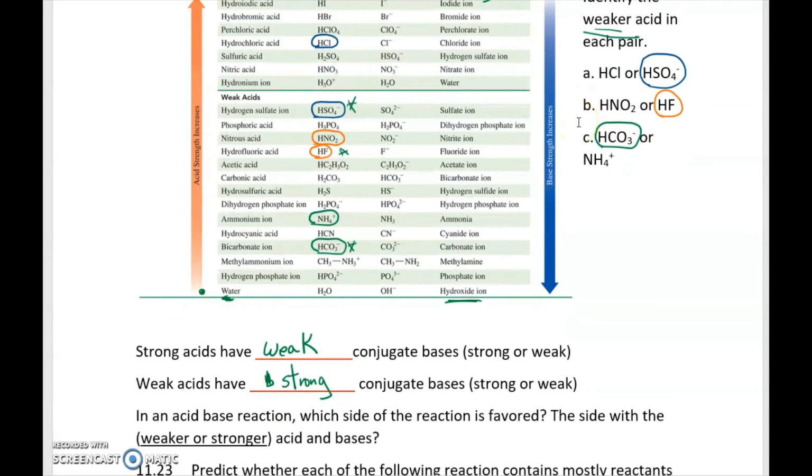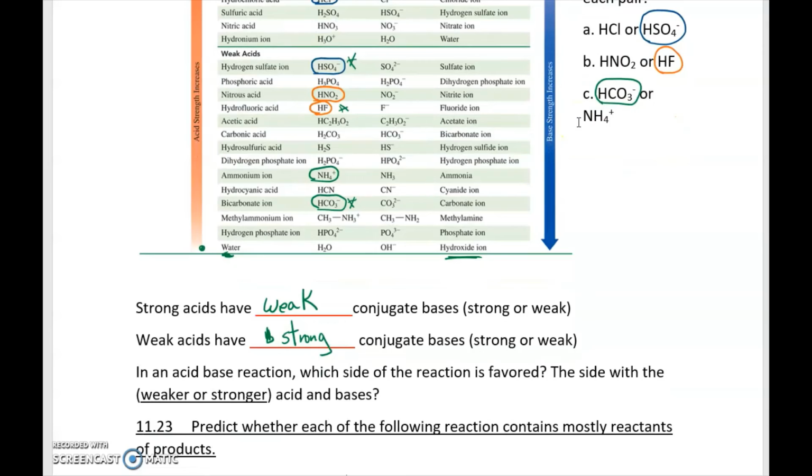If we have an acid-base reaction, which side of the reaction is favored? Which side is it going to, which product is going to be produced? What's going to be in the reaction vessel? The side with the weaker or the stronger acid? So it's the side with the weaker acid that is favored.